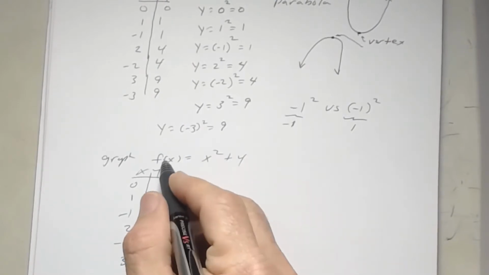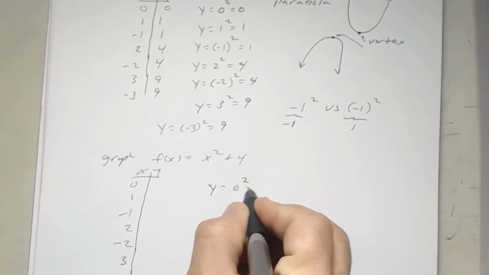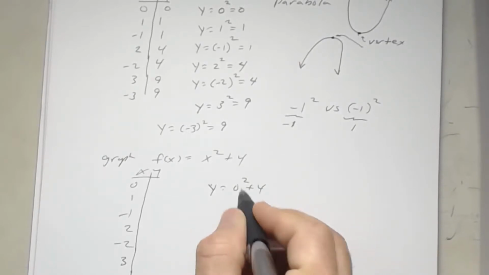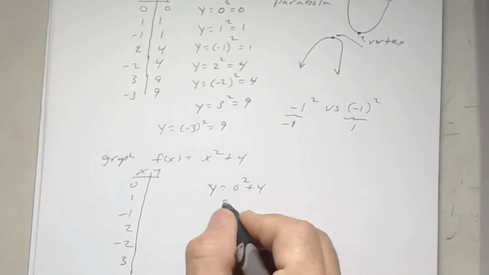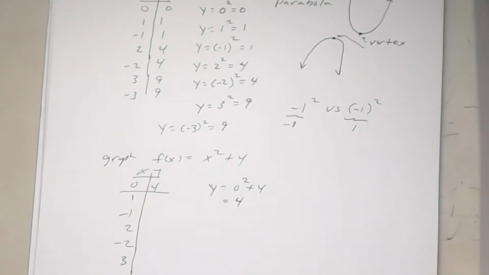I get, and remember, f of x means the same thing as what letter? Y. So I get y equals 0 squared plus 4, right? What's 0 squared? And what's 0 plus 4? 4. So I'll plot the point 0, 4. So go ahead and plot that point 0, 4.